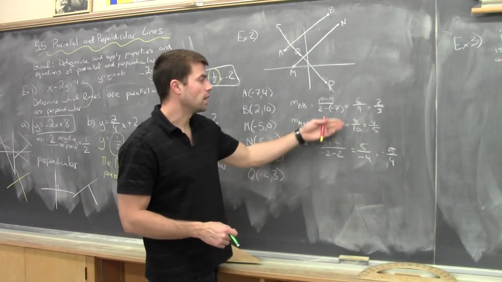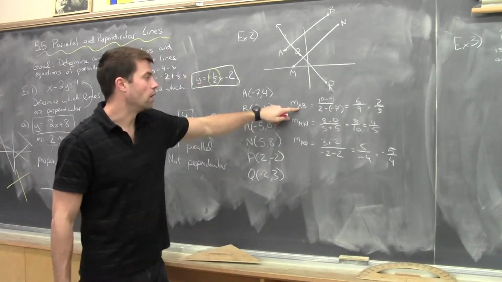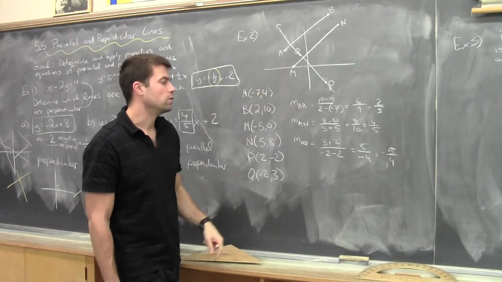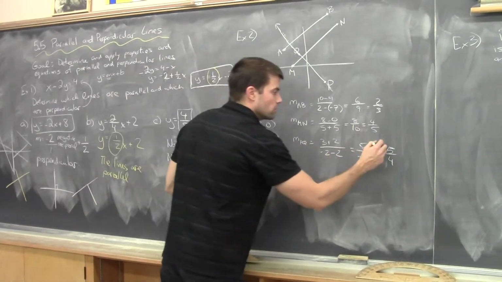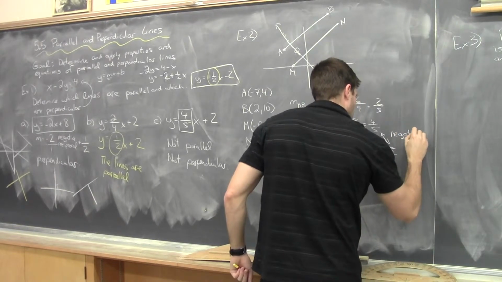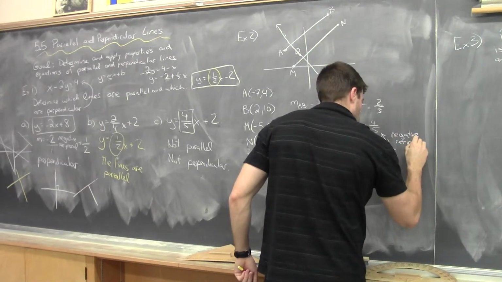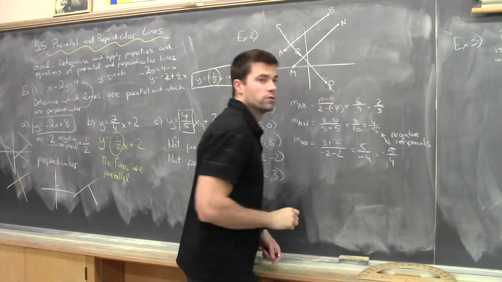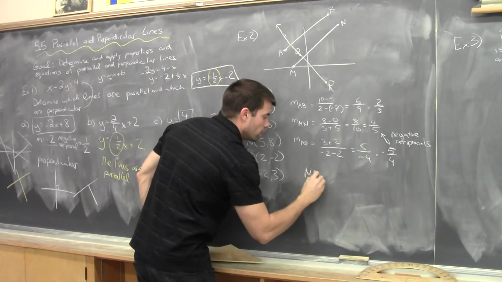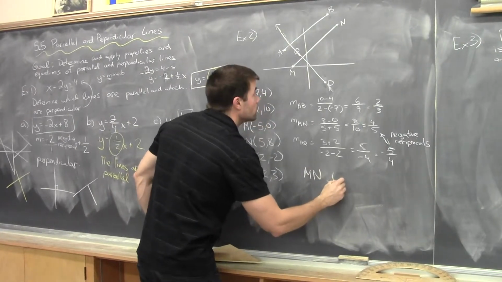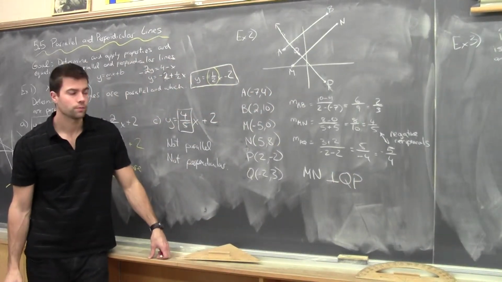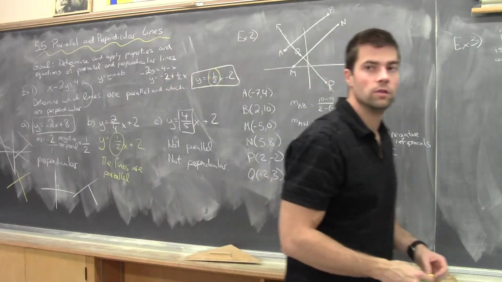Alright, so we can see here that nothing is parallel or perpendicular to AB, but if we look at MN and QP, we do find out in fact that they are negative reciprocals. So what that means is, and this is how you would write it, here's the terminology, MN is perpendicular to QP. Okay? Any questions?